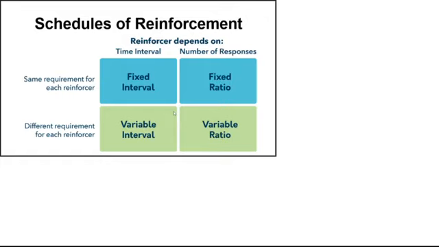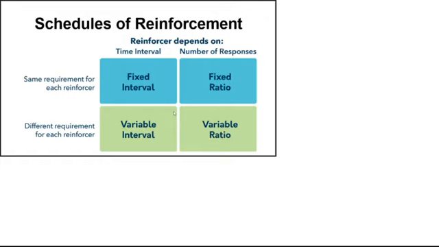So fixed, meaning that there's no variability. It's sort of a hard rule. Interval, meaning that we're looking at time. So the first time that they press the lever after 10 minutes have passed, that would be a fixed interval schedule of reinforcement. They would get their food when they press the lever every 10 minutes, but not before.